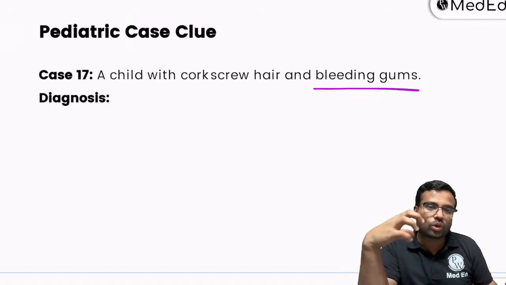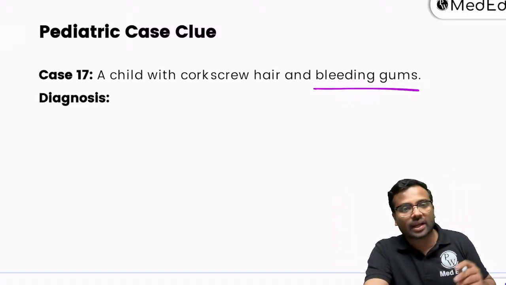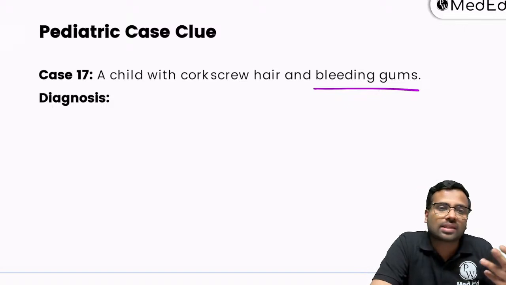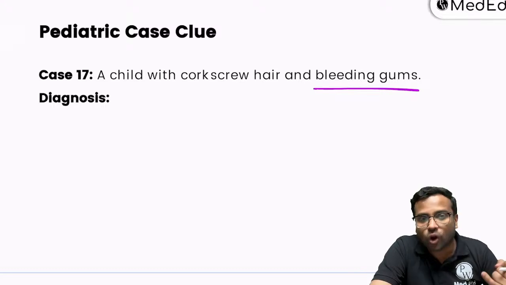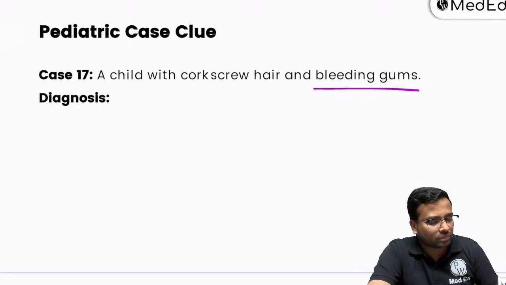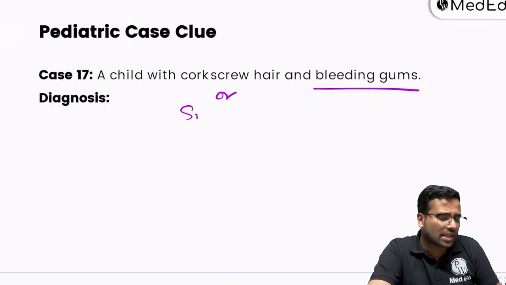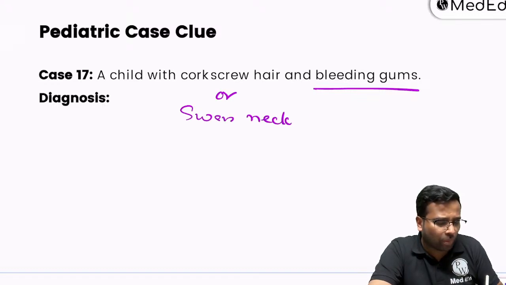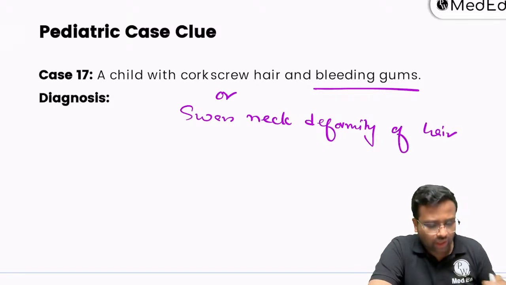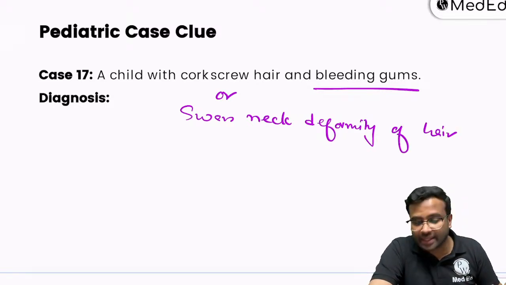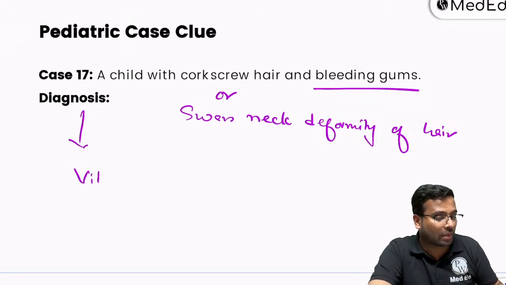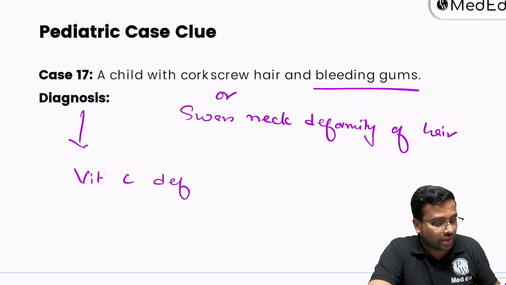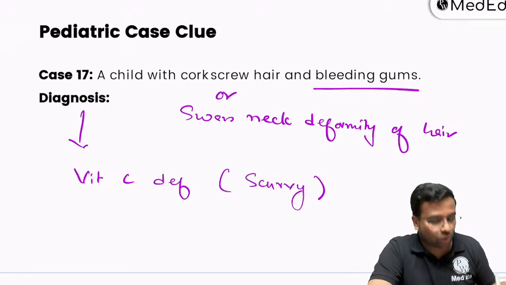So you should not go into a misdiagnosis thinking that it is going to be some bleeding diathesis, some bleeding disorders and all. When you find these kinds of findings together, corkscrew hair, or let us say it is also called swan neck deformity of the hair, along with the bleeding gums and all, then think about some vitamin deficiency. Which vitamin deficiency should come to your mind? Vitamin C deficiency, which is also called scurvy.